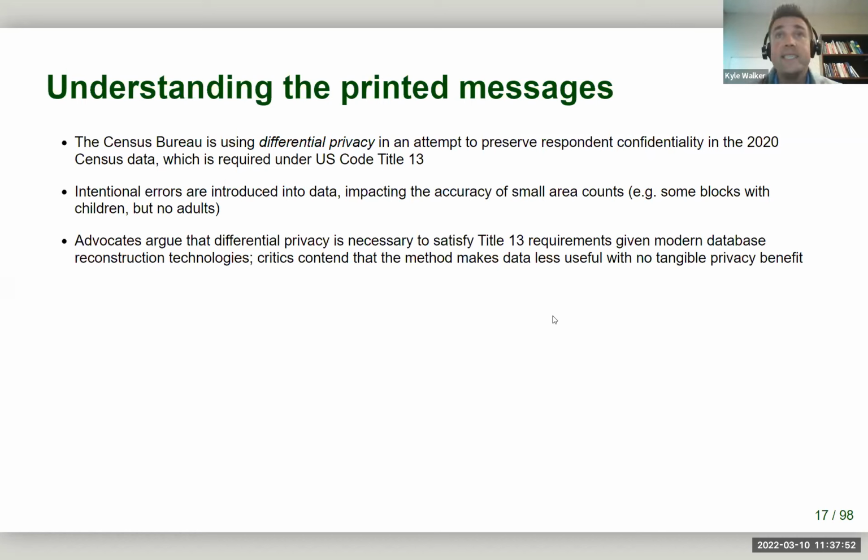Advocates are arguing that to satisfy Title 13 requirements, given modern database reconstruction technologies, differential privacy is absolutely necessary. But a number of critics, especially in the applied social sciences, have been contending, and doing studies, that the method simply makes the data less useful, but it doesn't really come with a tangible privacy benefit. And so this is something that's being actively debated.